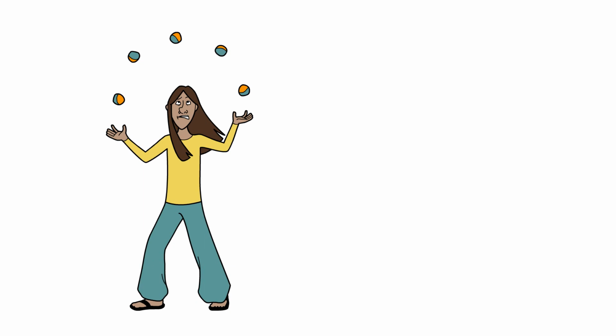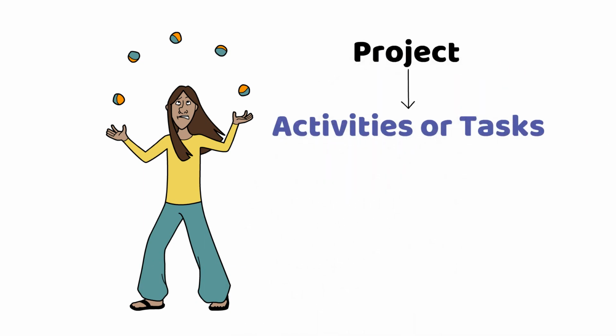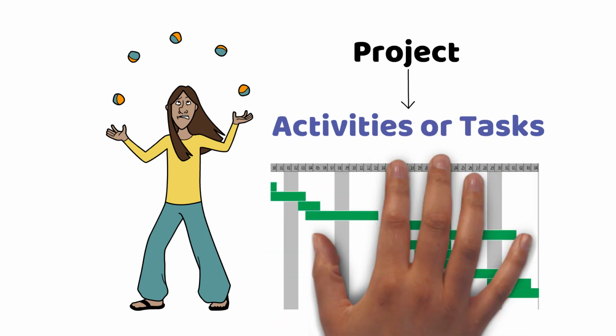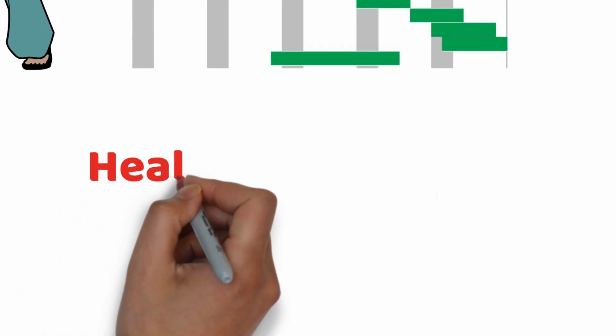Managing a project is similar to this. Like many balls, a project has many activities or tasks in it. You need to monitor all the activities, including their timelines and completion dates. If you miss a deadline for any activity in the project, the rest of the project activities will be affected. Gantt charts help in visually conveying the details of all the activities in a project so that you do not miss any timeline.